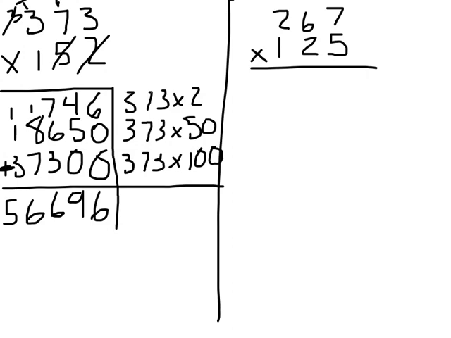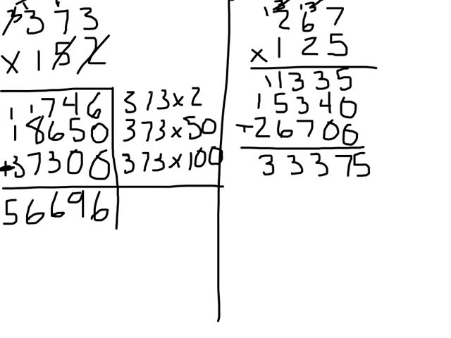What's 267 times 125? The correct answer is 33,375. Check your work with mine.